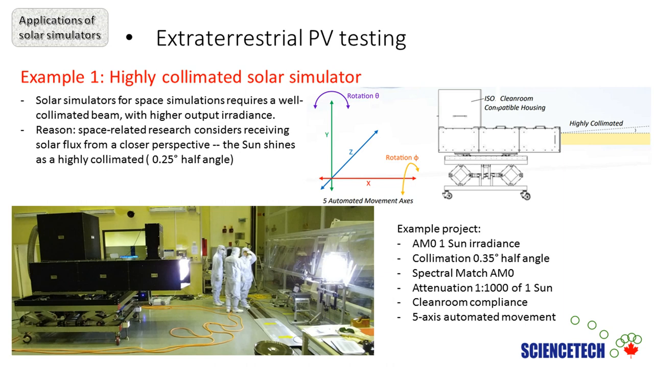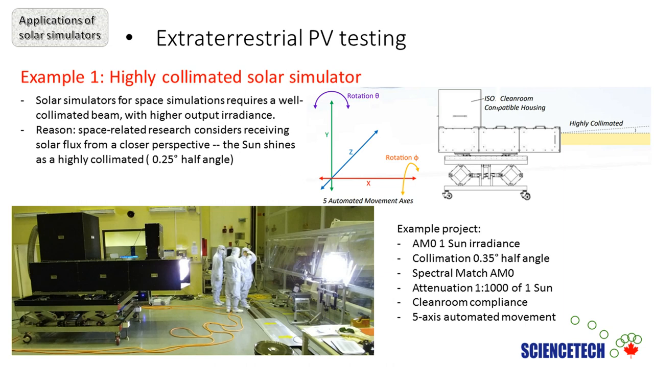Besides vacuum and zero gravity, sun irradiation is another factor that must be taken into consideration for energy and safety purposes. Solar simulators for space simulation usually require the output beam to be highly collimated with an intensity of one sun at AM0, which is around 1367 watts per meter squared. These requirements are for two reasons. First, sun irradiation is a perfectly collimated beam with a collimation half angle of around 0.25 degrees.